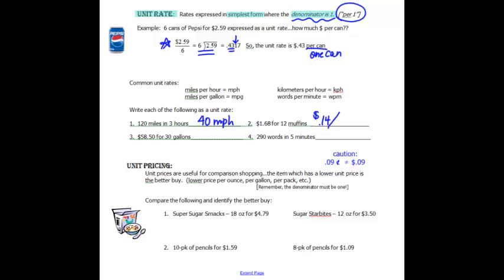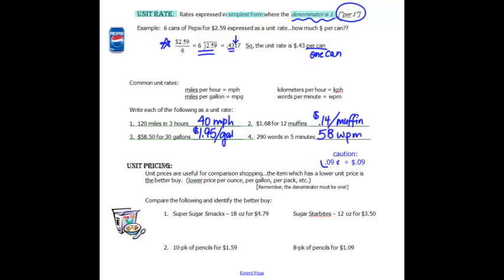And you can use that slash, that means per, in math and science. $58.50 for 30 gallons is going to be $1.95 per gallon. I wish that might have been gasoline. And 290 words in 5 minutes is going to give me 58 words per minute.